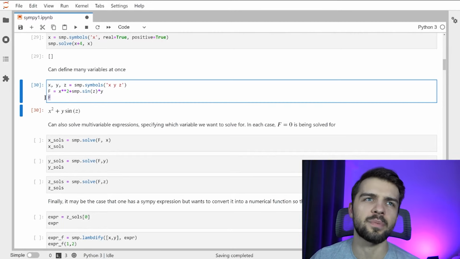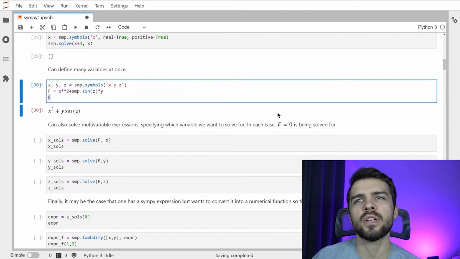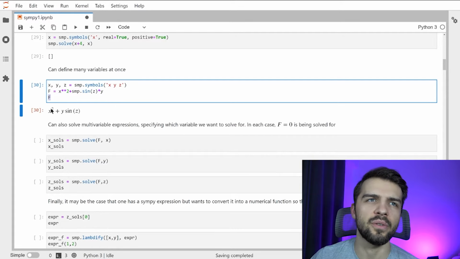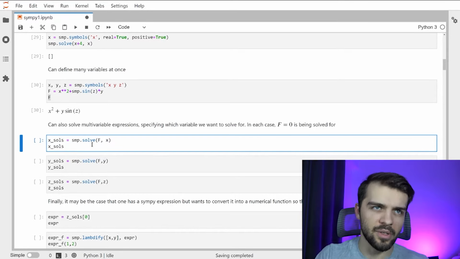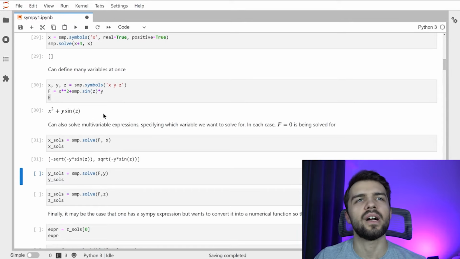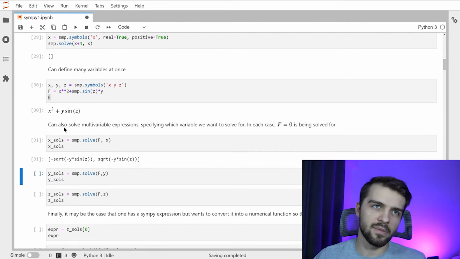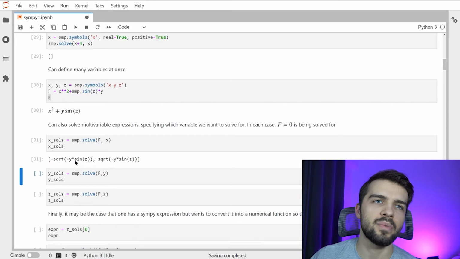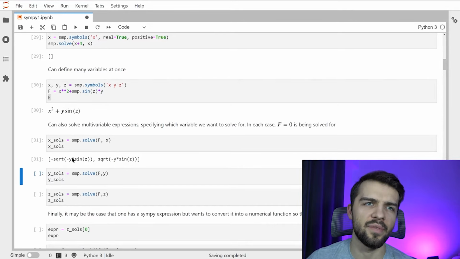And if I have multivariable expressions that have three variables, I can also specify which variable I want to solve for. So suppose I want to solve f equal to zero, and I want to find the value of x that makes f equal to zero. This is my x solution. And there's two values for this: x equals minus the square root of y times sine z. Of course, this is simple to solve by hand. I just move y sine z to the left-hand side, x squared equals minus y sine z, and then I take the square root, and there's plus or negative of that. So it will give me minus the square root of minus y sine z or plus the square root of minus y sine z. And if I substitute either of these in for x here, I get f equals zero. So this is solving for the specific x value.